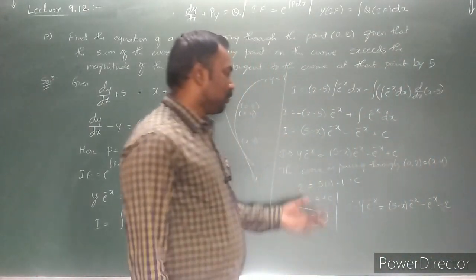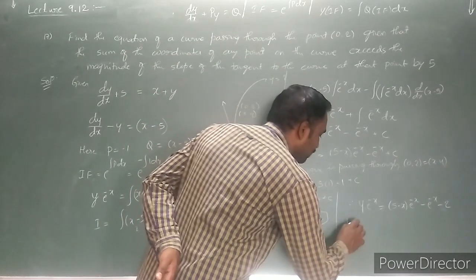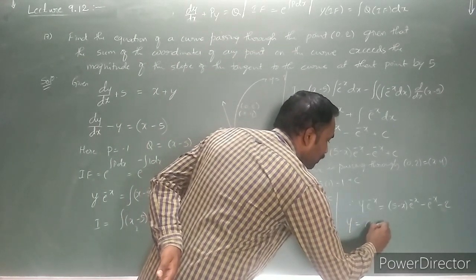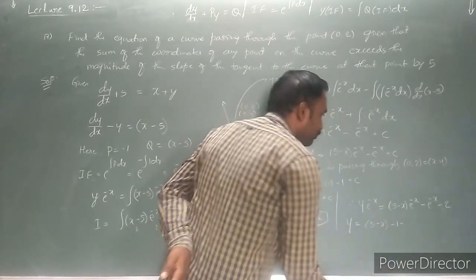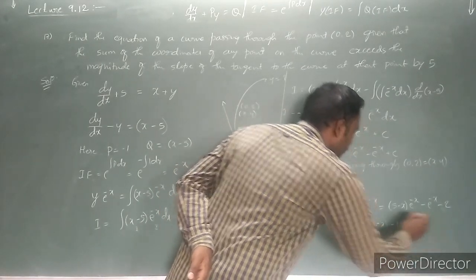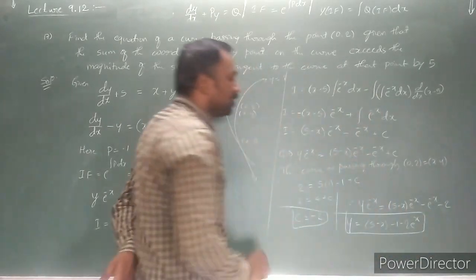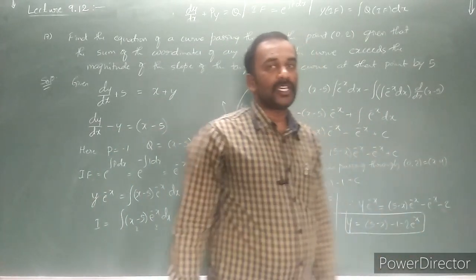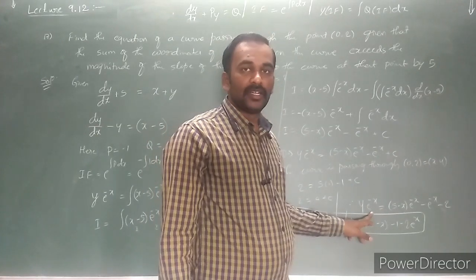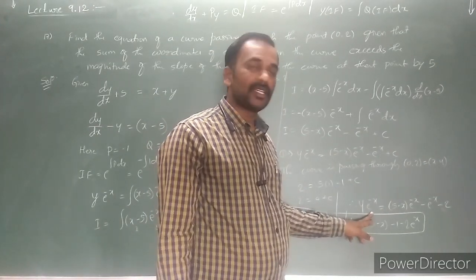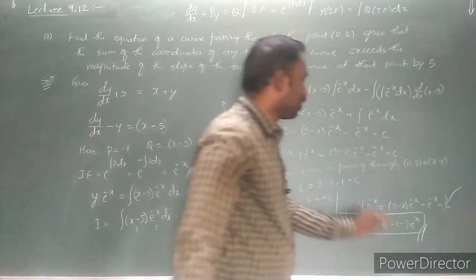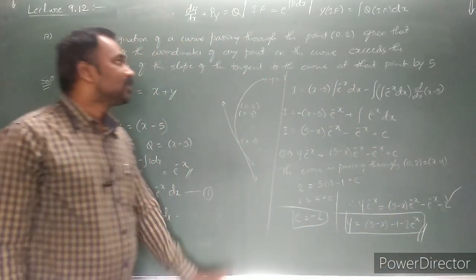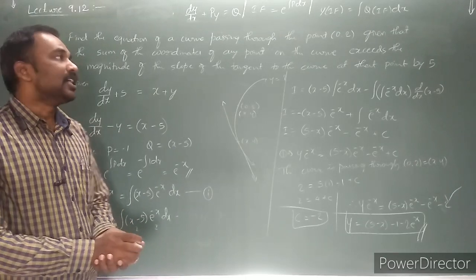If you need the simplified form, you can write y is equal to 5 minus x minus 1 minus 2 times e power x. How is it? Dividing throughout by e power minus x, we will get this result. I will write this one or this one as the required solution of the given differential equation.